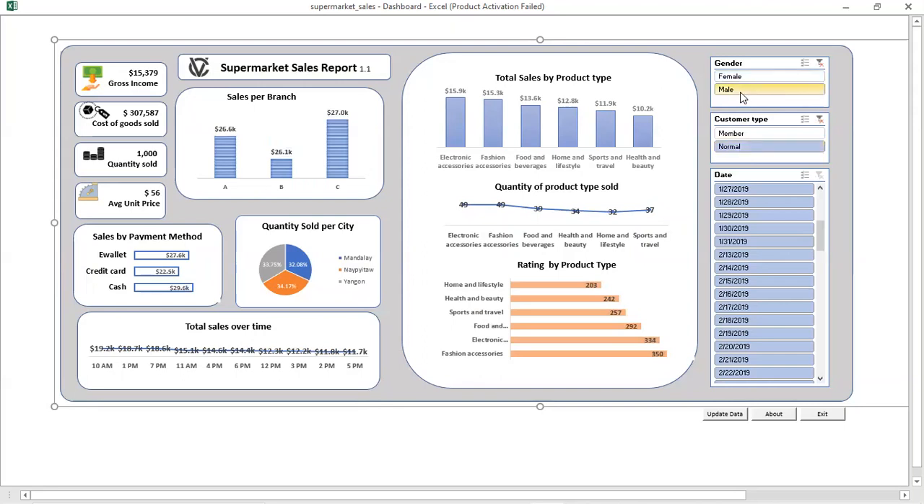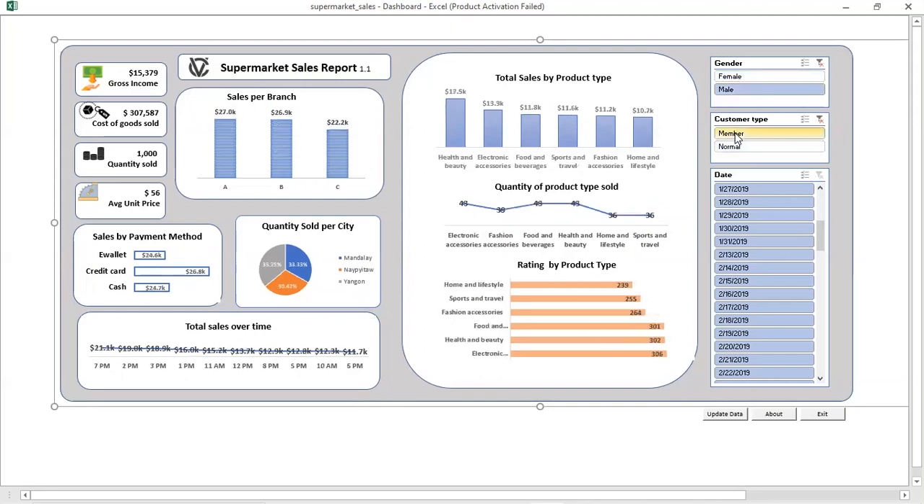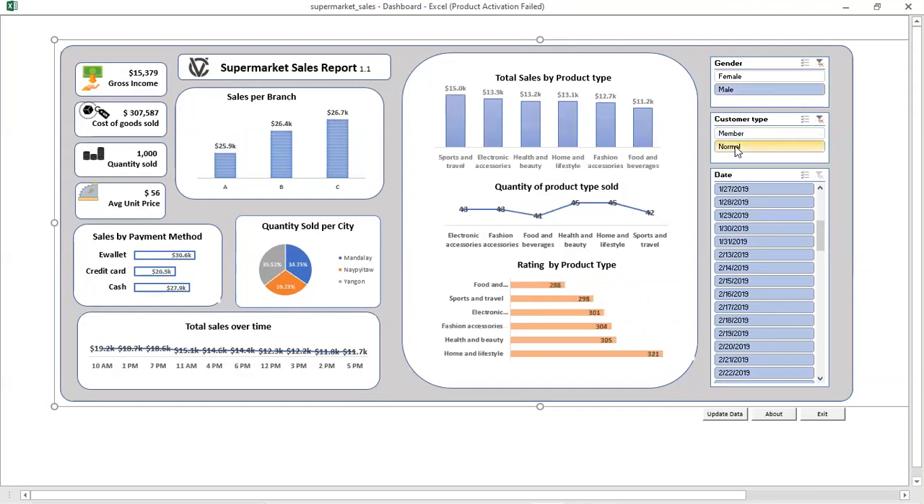We can choose male and member, and you're going to get something different. And you can choose male and normal, and you're going to get something different. And then I'm going to move to the date, which is a very, very interesting part, because for each date, you can get all the details you want on all of these indicators.